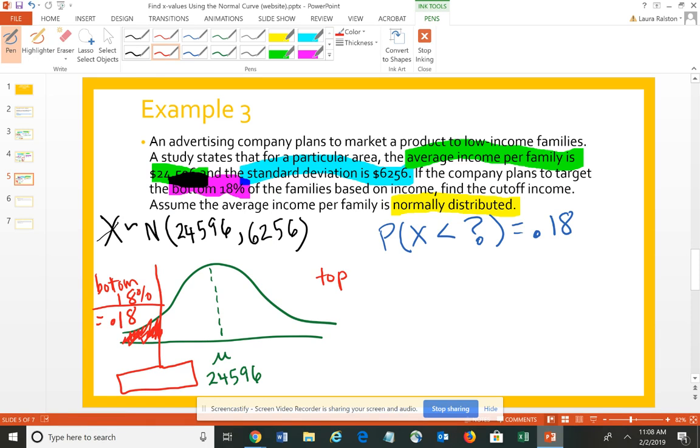18,870.12. Okay, so my cutoff score is $18,870.12. So basically, anybody below that income amount would be targeted for advertising by this particular company.